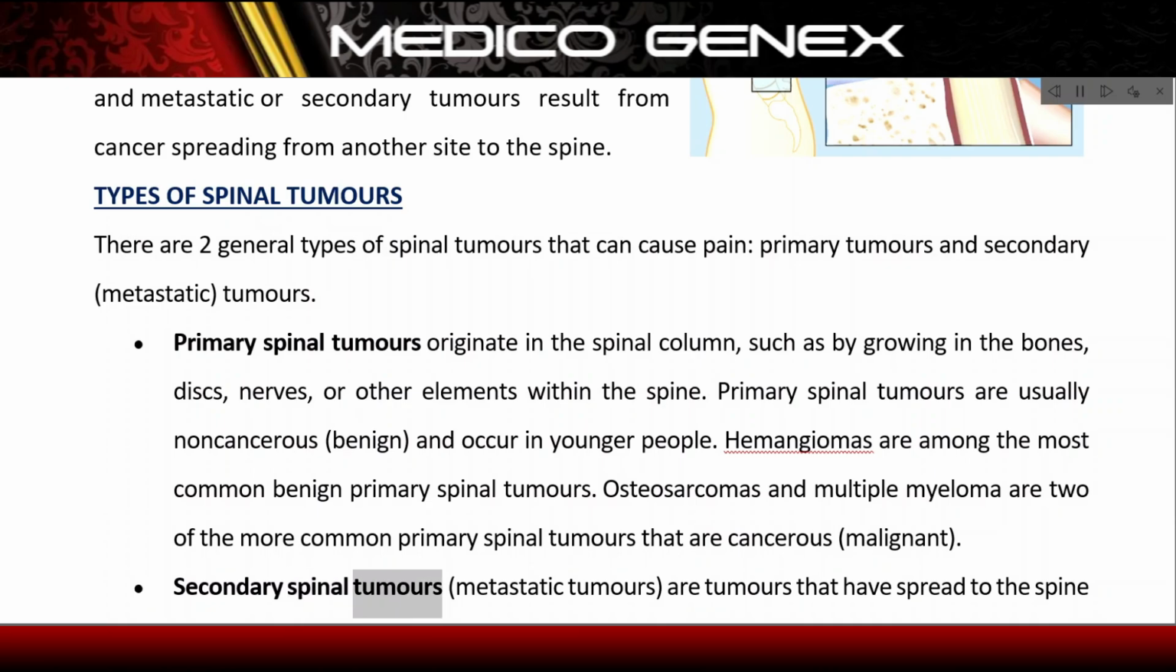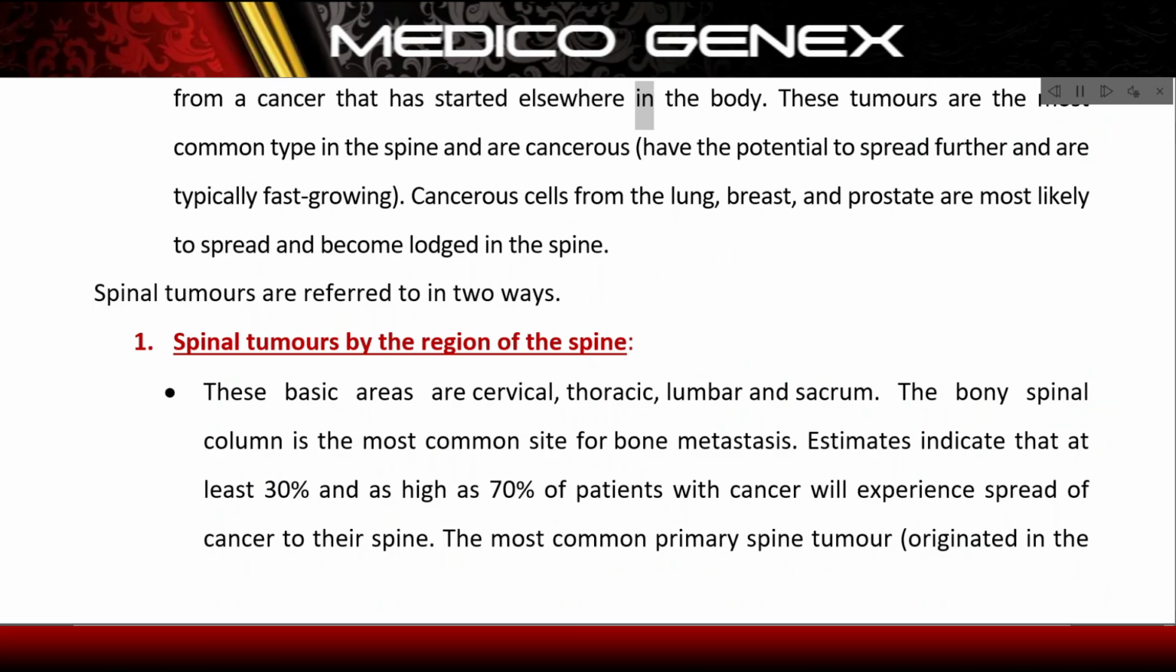Secondary spinal tumors, metastatic tumors, are tumors that have spread to the spine from a cancer that has started elsewhere in the body. These tumors are the most common type in the spine and are cancerous, have the potential to spread further and are typically fast-growing. Cancerous cells from the lung, breast, and prostate are most likely to spread and become lodged in the spine.